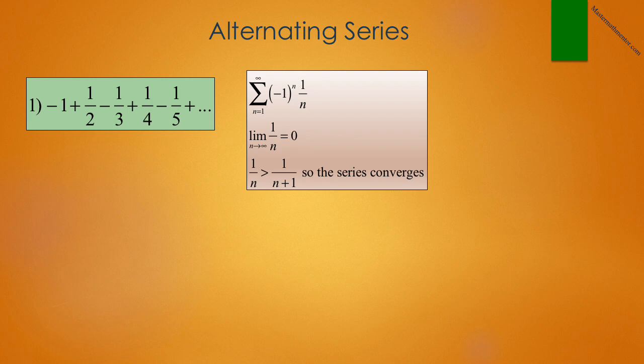And now we apply our alternating series test. First, the nth term test. The limit as n approaches infinity of 1 over n is certainly equal to 0. And next, the terms do decrease. 1/4 is greater than 1/5. 1/5 is greater than 1/6. So 1 over n is greater than 1 over n plus 1. And that means that the series converges.